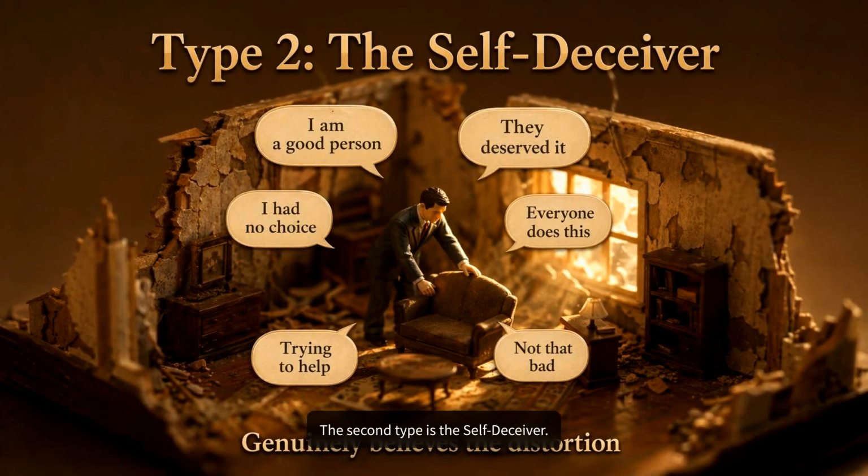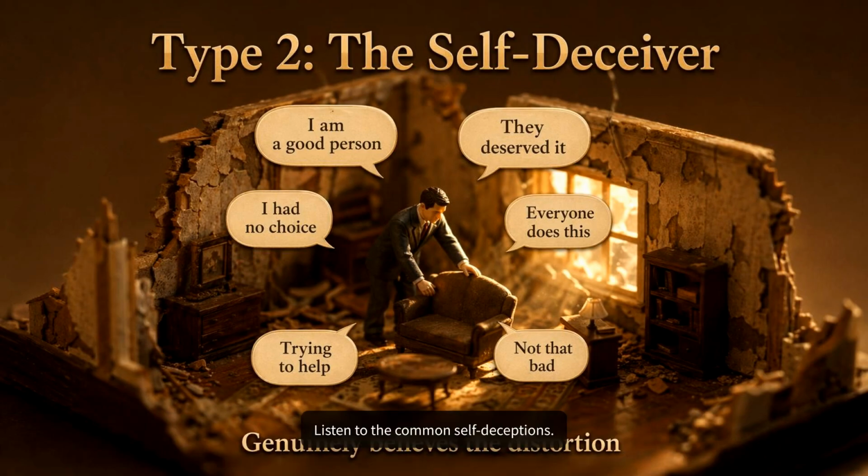The second type is the self-deceiver. This narrator lives at the level of unconscious distortion. They use defense mechanisms to maintain their self-image and avoid painful truths. The crucial difference from the liar is this: the self-deceiver genuinely believes their distorted version.